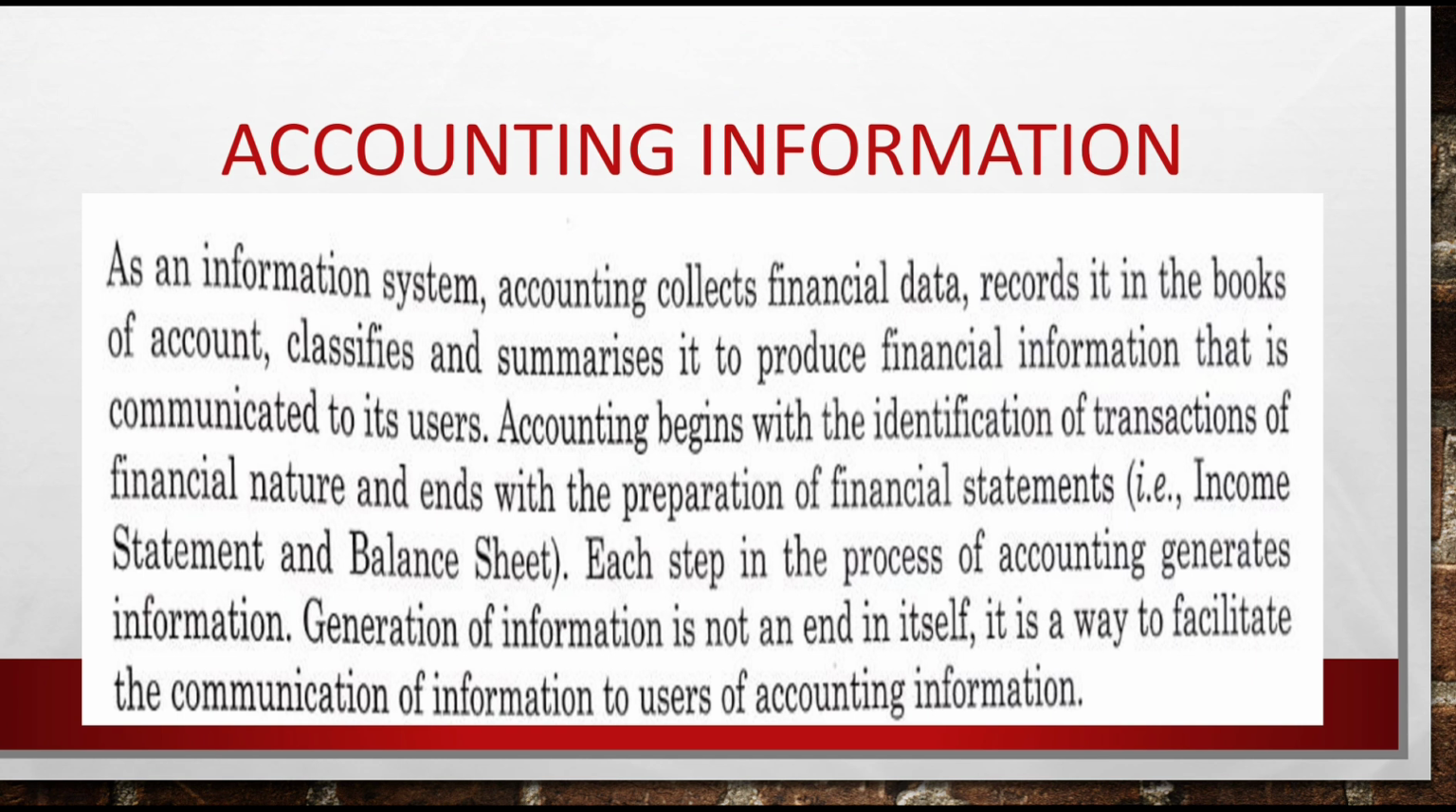So accounting information is explained as an information system. Accounting collects the financial data, records it in the books of accounts, classifies and summarizes it to produce financial information that is communicated to its users, isn't it? So this is an information system. First of all, they are collecting financial data. Then after that, they are recording it in the books of accounts, that is the journal.